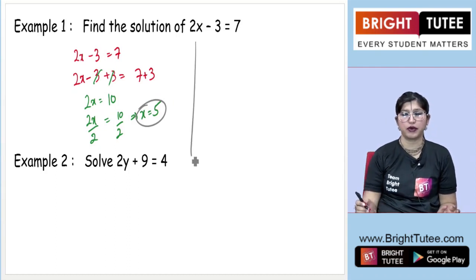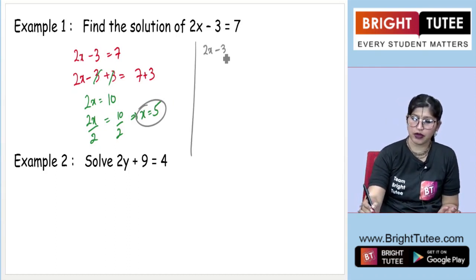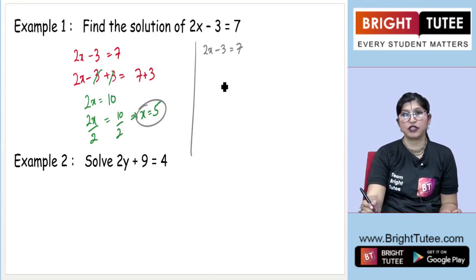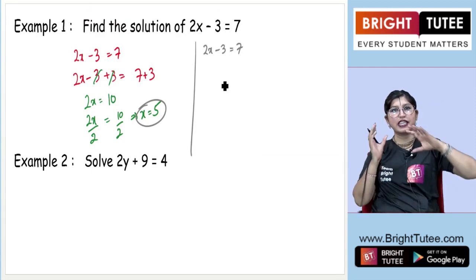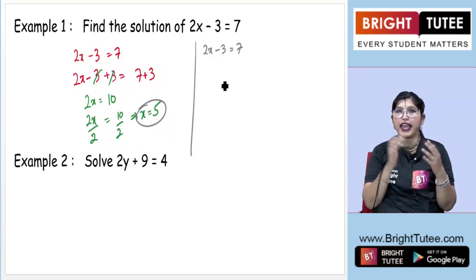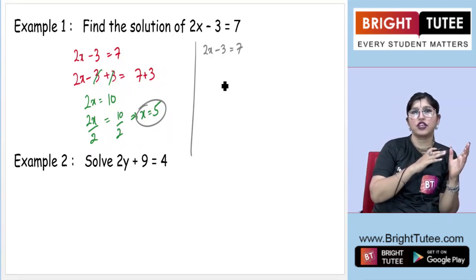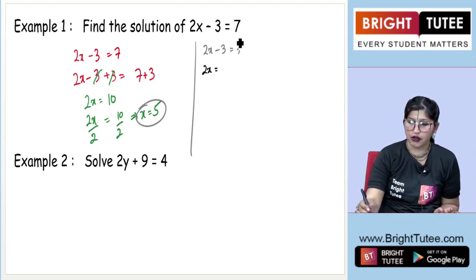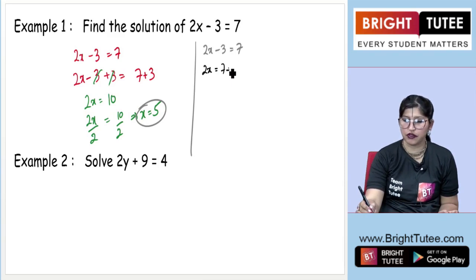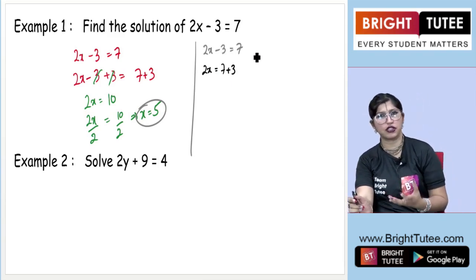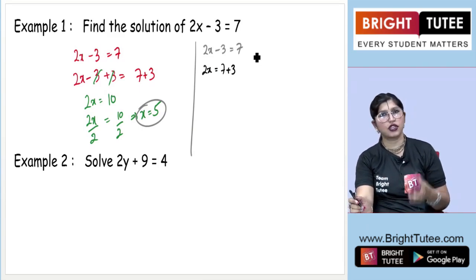There is another way as well. What's that? If we have 2x minus 3 equals 7, we'll keep the term, that expression which has x in it, on one side, and we'll shift everything to the other side. So we'll keep 2x here and we'll be shifting the 3 to the other side. When we shift, the minus becomes plus. We have discussed these questions in class 7 and class 6 as well. So we can use any of the methods.